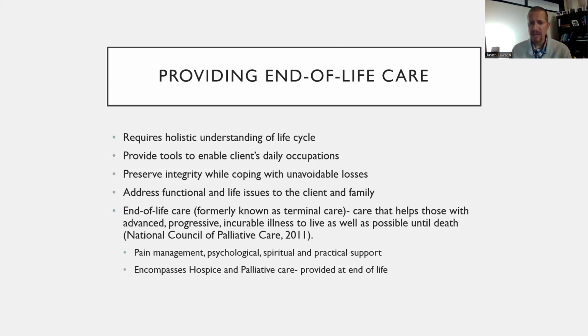So end of life care, sometimes known as terminal care, helps those with an advanced, progressive, incurable illness to live as well as possible until they do pass away. It really could include things such as pain management, psychological, spiritual, and just overall practical support. So those people in end of life care, I'm thinking of those with maybe incurable cancer, those nurses are doing a lot of pain management, right? They're giving them a lot of heavy pain medications, so they're not in pain.